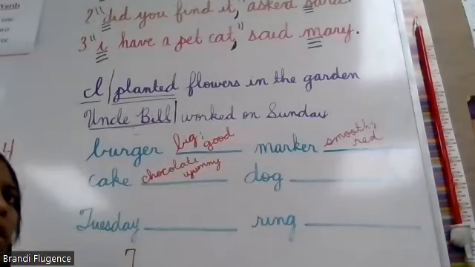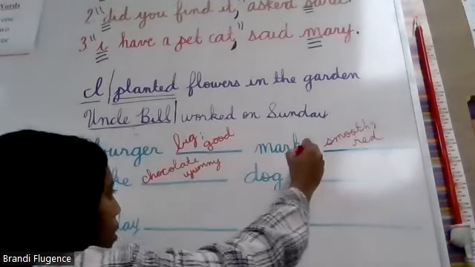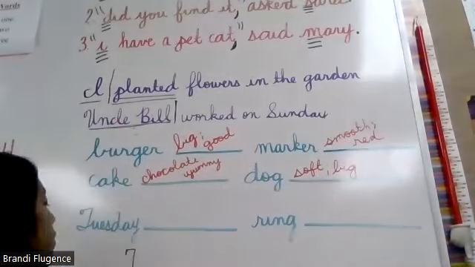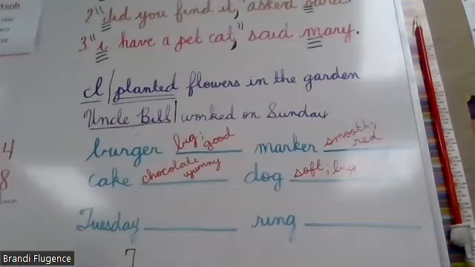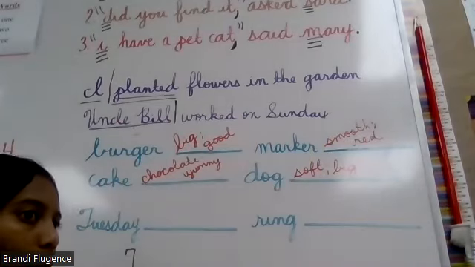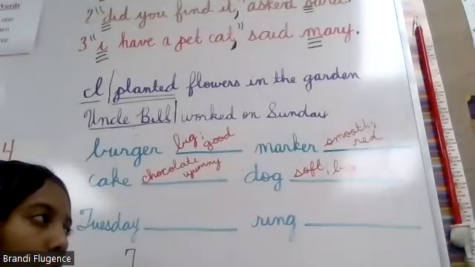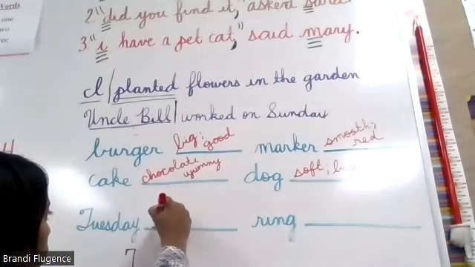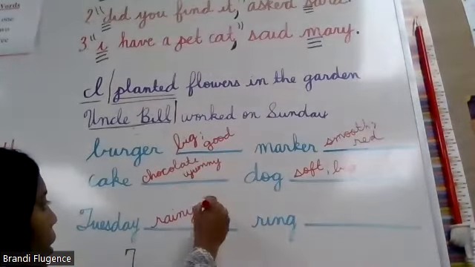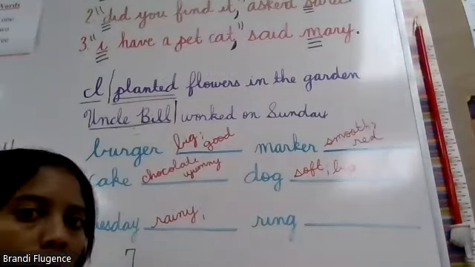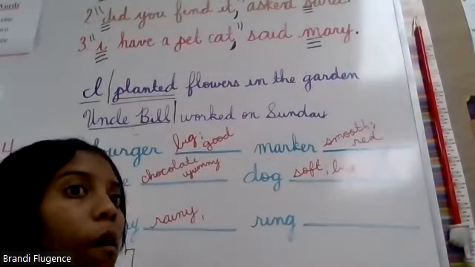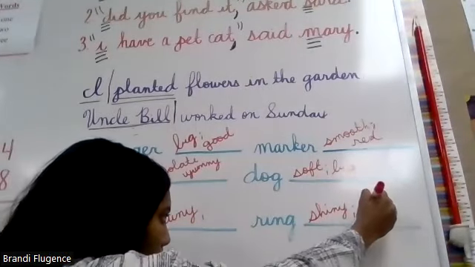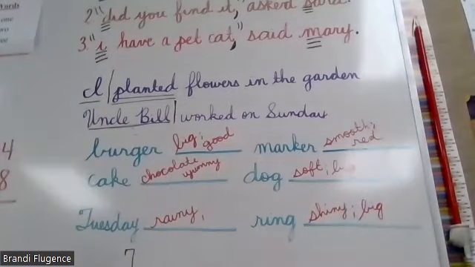Next we have dog. What are adjectives to describe dog? Soft and big. Okay. Adjectives to describe Tuesday. Well, we're talking about weather. Rainy. Yep. Okay, and ring. Adjectives to describe ring. Shiny. Big. Yeah, that'll be the shiny.